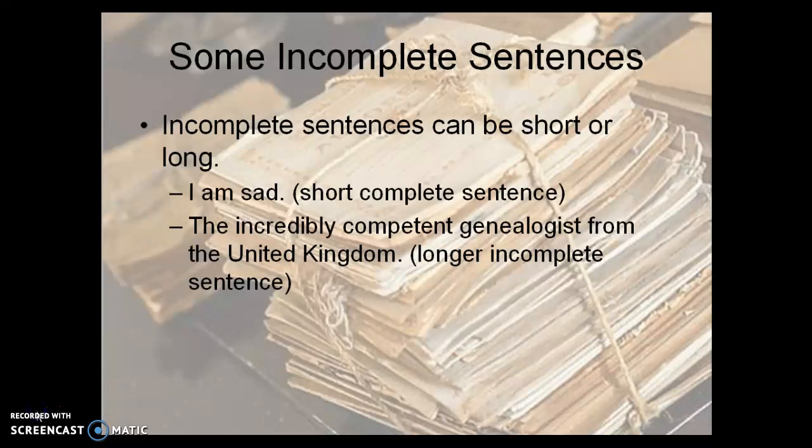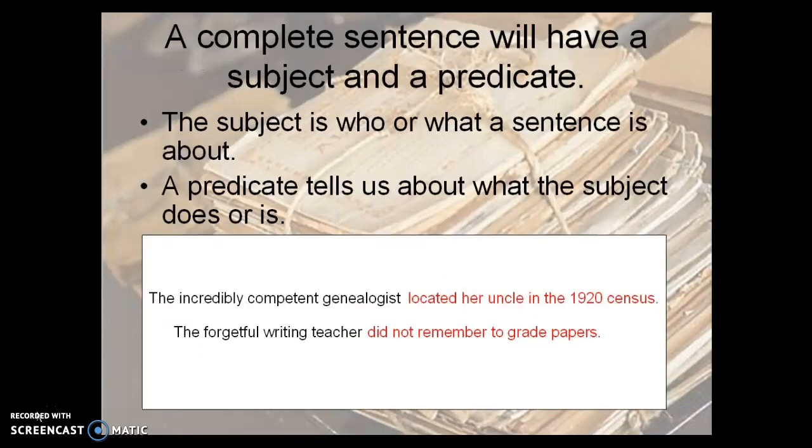The second sentence is longer and it's incomplete: "The incredibly competent genealogist from the United Kingdom." See, all we have in that sentence is a subject. It doesn't tell us what we want to know: what did this incredibly competent genealogist do? Or who is this person? But we only get the subject of the sentence.